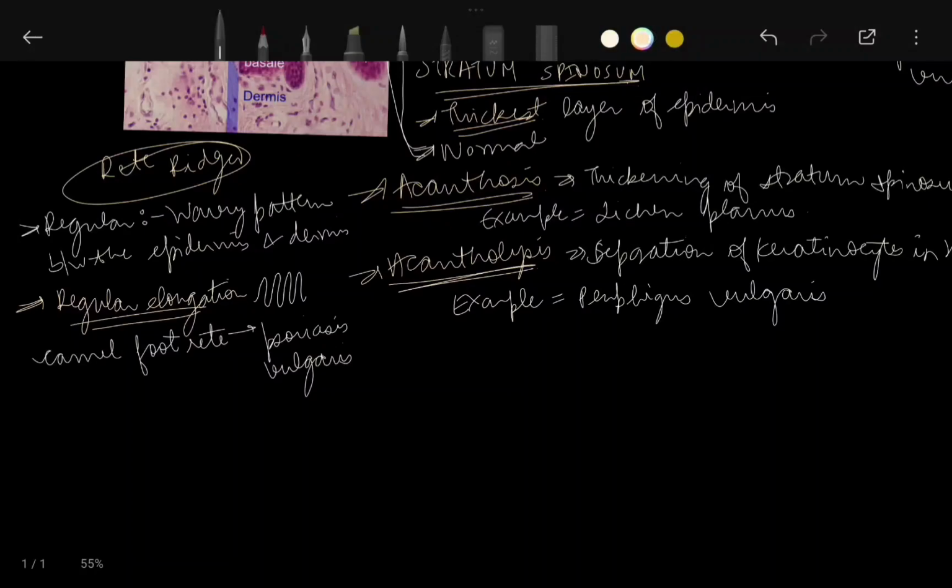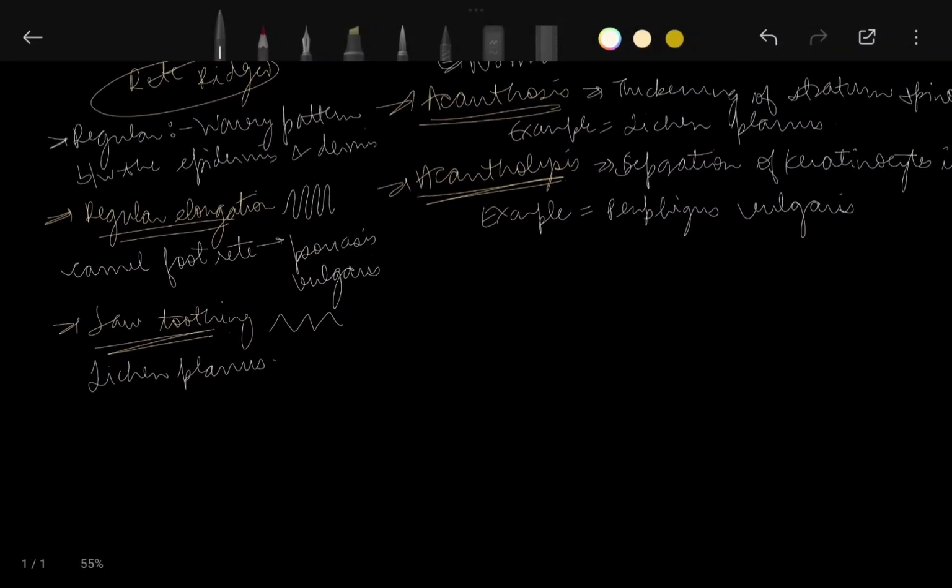After this we have sawtoothing. Sawtoothing is somewhat like this, and it is seen in lichen planus, just like acanthosis and hypergranulosis.